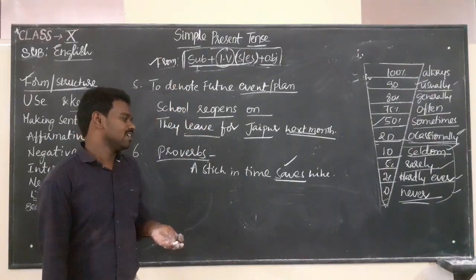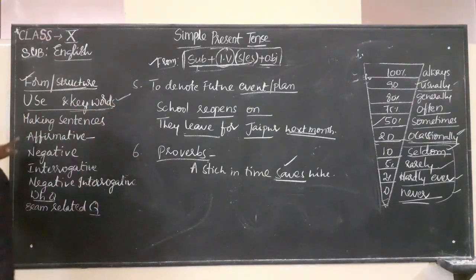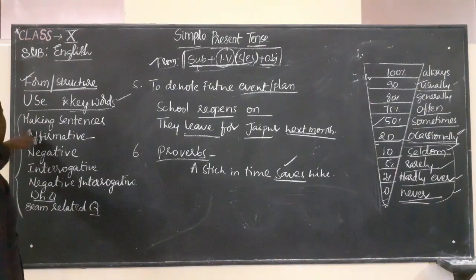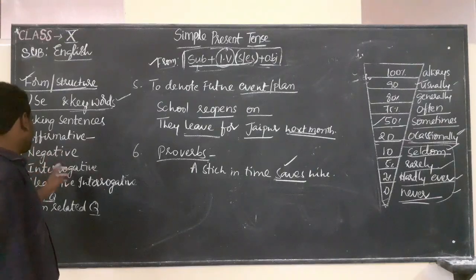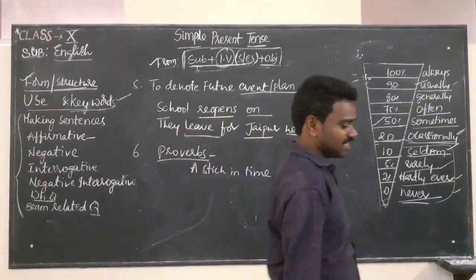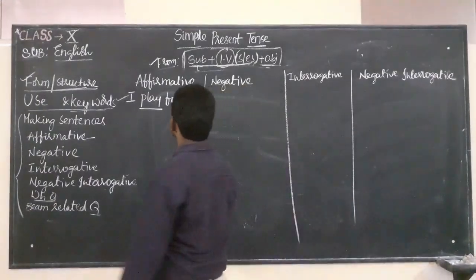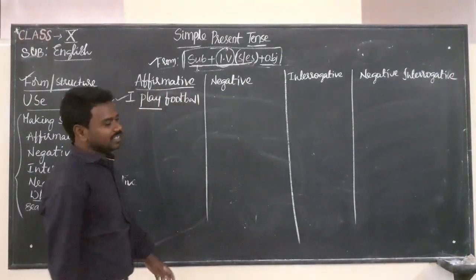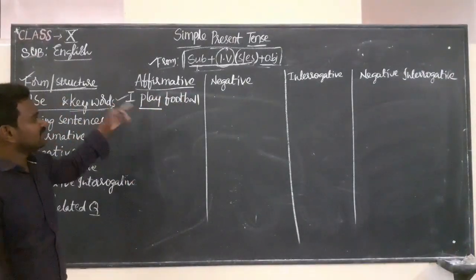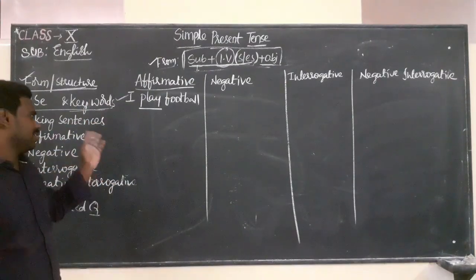Next is how to make sentences. Up to now we have completed use and keywords. Making sentences: positive sentences, negative, interrogative, WH questions, exam related questions. So here, making sentences in simple present tense. Affirmative is nothing but a positive sentence. We have to convert it into negative, then interrogative. This is the table.